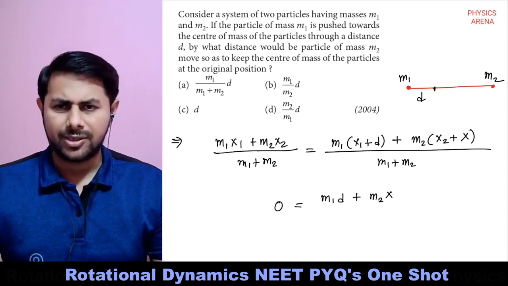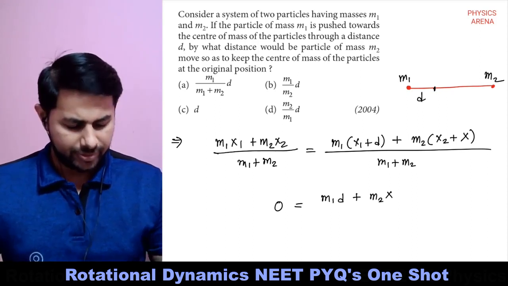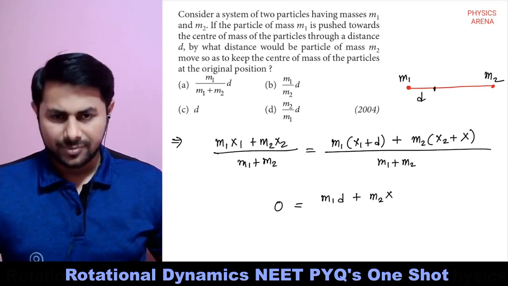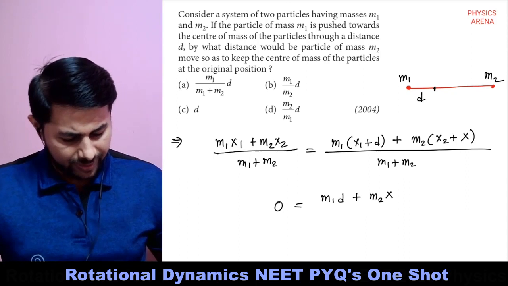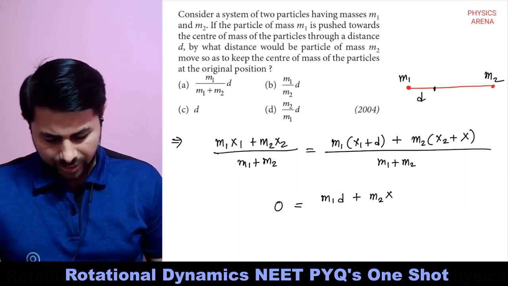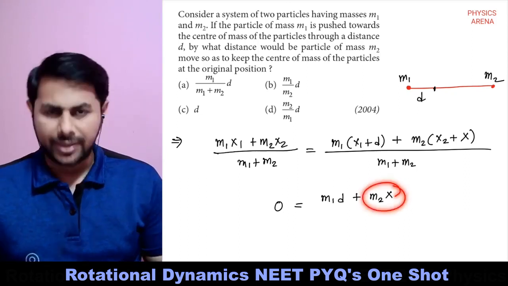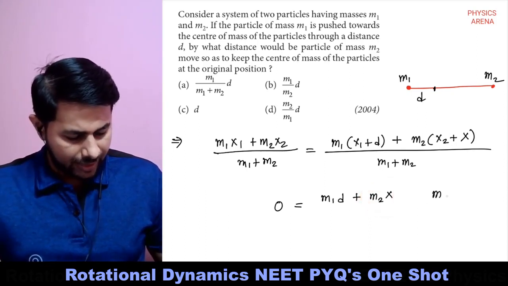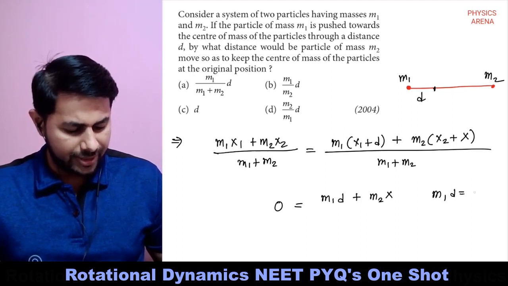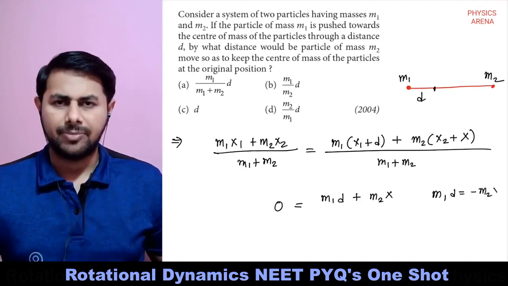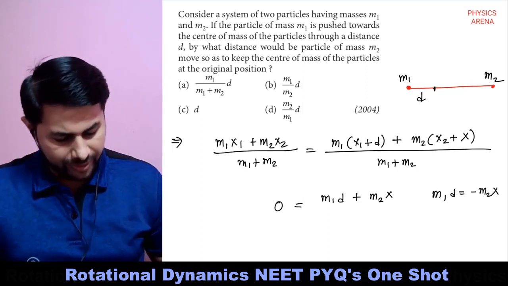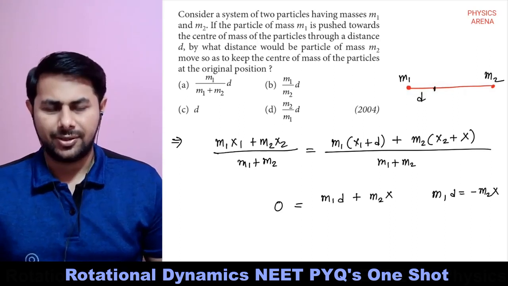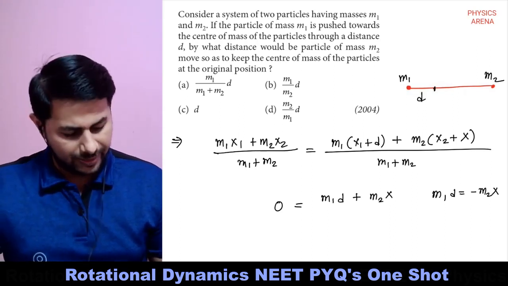Shall we complete this problem? This is almost complete, right? Let's complete this one. So now you can move this m2 x to the other side. What do you get? m1 times d will equal minus m2 times x. That means if you move m1 like this, then m2 you will have to move in the opposite direction, right? In the opposite direction.